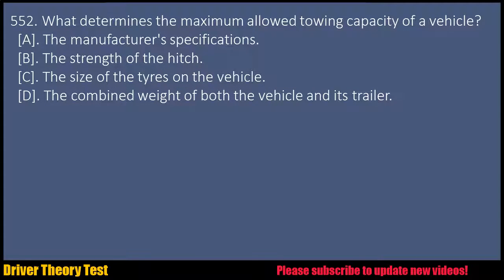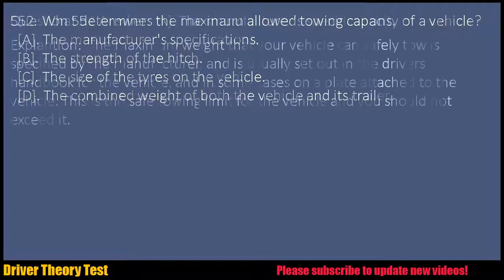Question 552. What determines the maximum allowed towing capacity of a vehicle? A. The manufacturer's specifications. B. The strength of the hitch. C. The size of the tires on the vehicle. D. The combined weight of both the vehicle and its trailer.